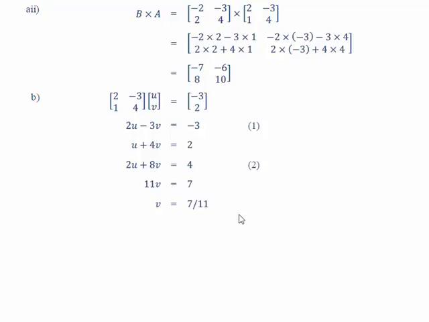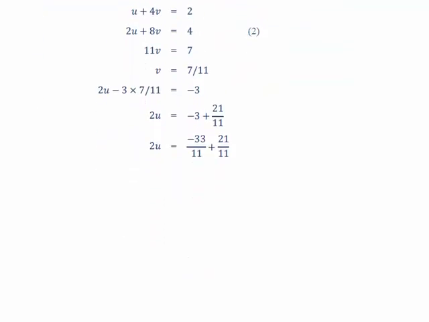Now we need to find u, so I'll substitute this value of v into equation 1 here. So I've got 2u minus 3, and instead of v I'm going to write 7 over 11. So taking this number to the other side, I've got 2u is equal to minus 3 plus 21 over 11. 3 times 7 is 21. Put the right hand side over a common denominator, so 3 becomes 33 over 11. Minus 33 plus 21 gives me minus 12 over 11, and this is 2u, so u is equal to minus 6 over 11.